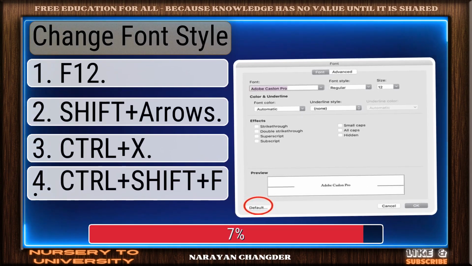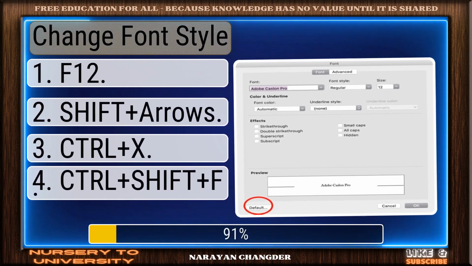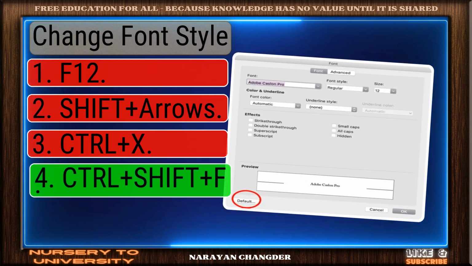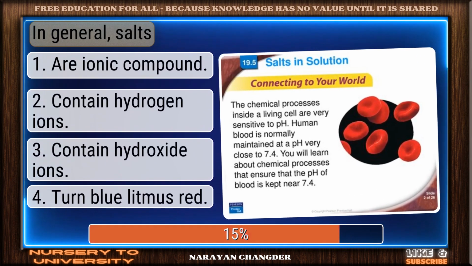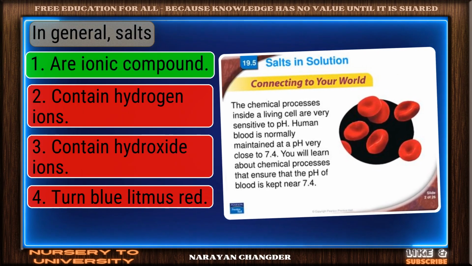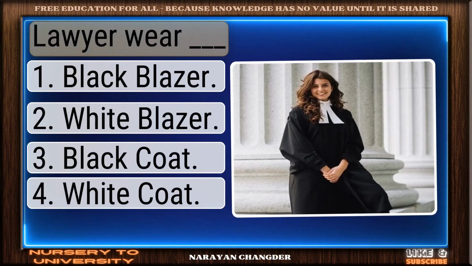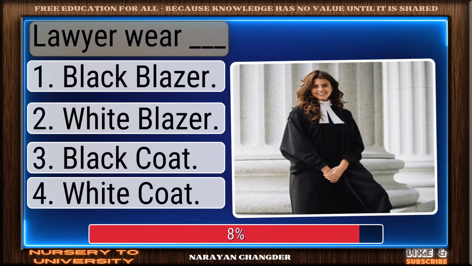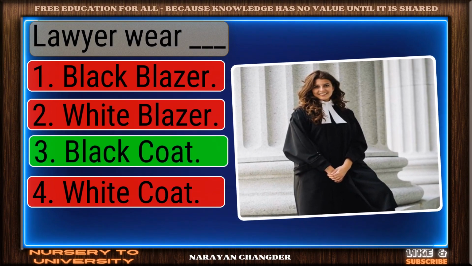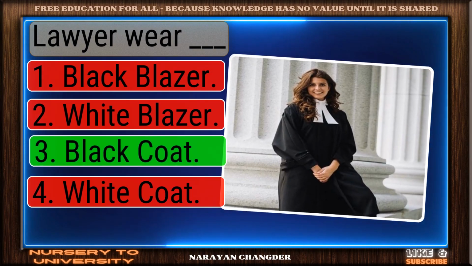Change font style. Right again. Ctrl plus Shift plus F is a valid answer. In general, salts. You chose ionic compound, and it is correct. Lawyer wears dash. Correct. Black coat is the right answer.